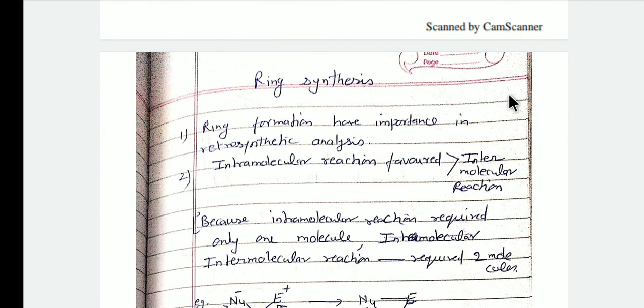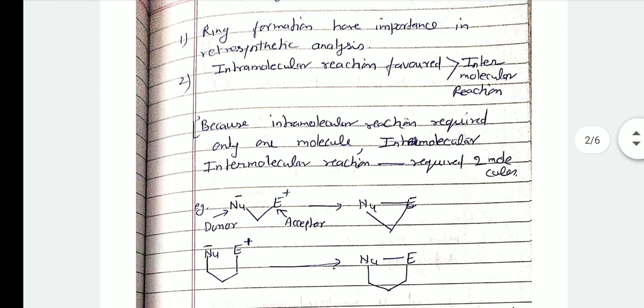Ring formation has importance in the retrosynthetic analysis. In the retrosynthetic analysis, ring formation is very favorable in the intramolecular reaction rather than the intermolecular reaction, because in intramolecular reaction only one molecule is required for the ring formation or ring synthesis, but in intermolecular reaction two molecules are required for the formation of the ring.